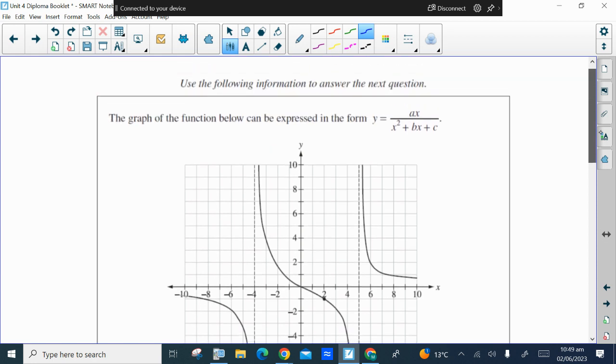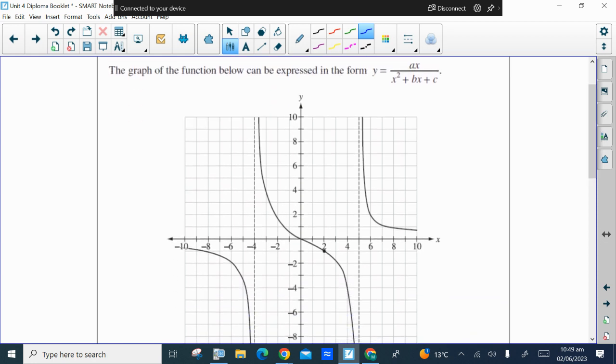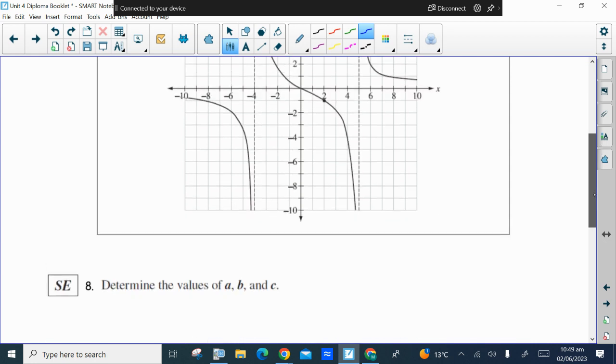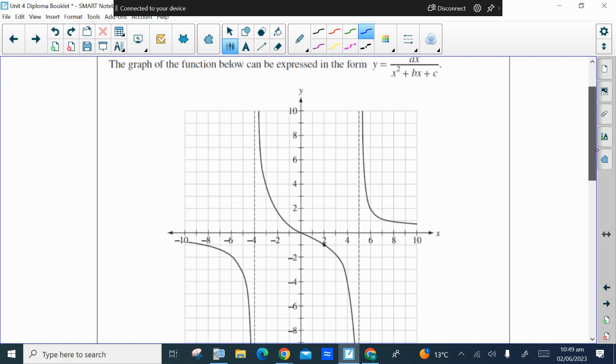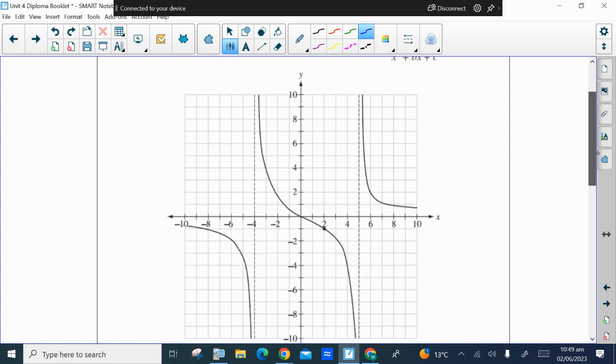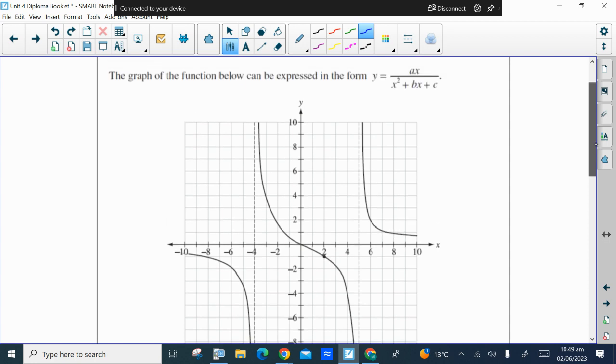Looking at this next one. That graph can be written in the form y equals ax over x squared plus bx plus c. So we want to determine the values of a, b, and c. Again, this is a standard of excellence question. So we'll start with those vertical asymptotes. They are at negative 4 and positive 5. That means that x plus 4 and x minus 5 have to be factors on the bottom. So that's where we'll start.